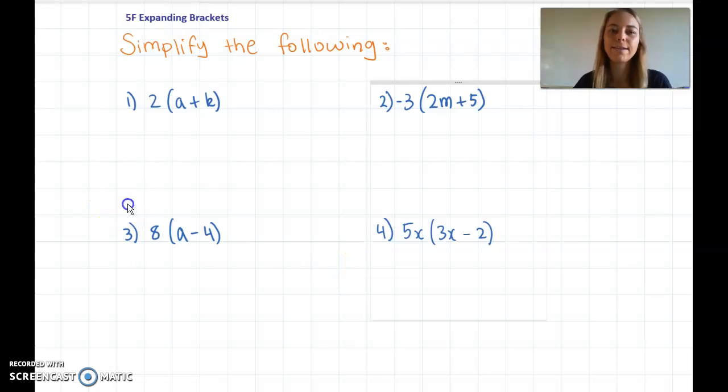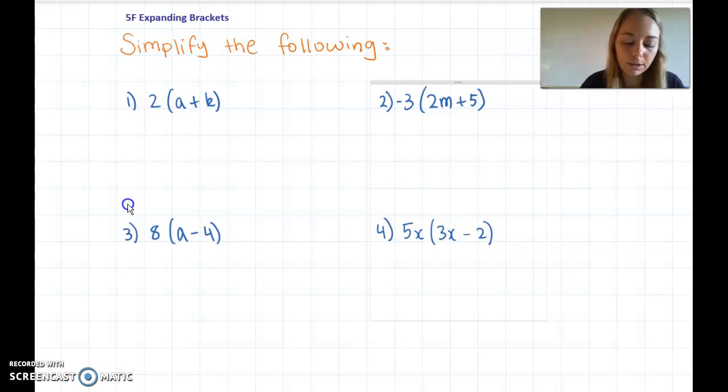Year 7s, hopefully you've had a look at the warm-up. Now let's have a look at what we're really focused on today, which is expanding brackets. So I've got a couple of questions here and I'm going to show you how to answer them, and then I want you to see if you can figure them out.